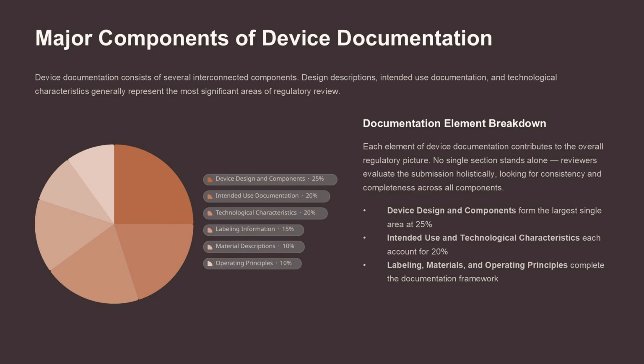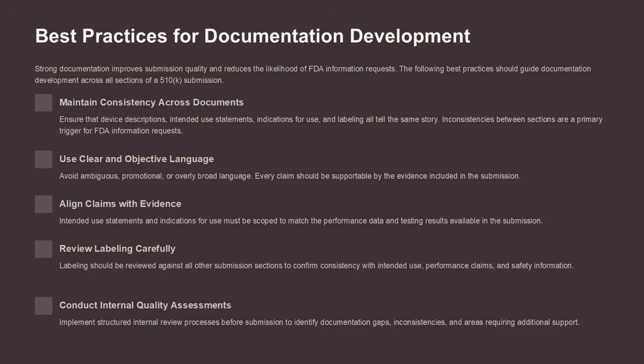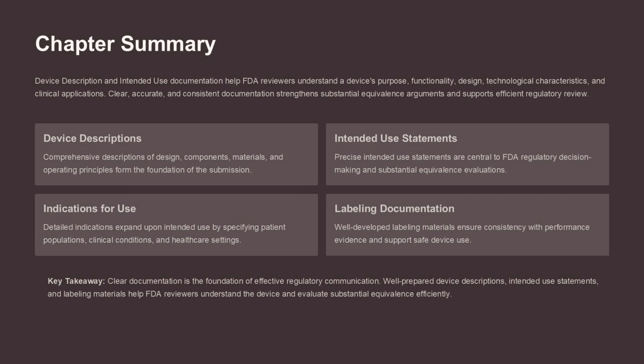Device documentation consists of several interconnected components, with design and intended use being the most significant for regulatory review. Common documentation deficiencies include unclear intended use statements and incomplete device descriptions, which can delay the review process. Best practices for documentation development include maintaining consistency, using clear language, aligning claims with evidence, and conducting internal quality assessments. Clear documentation is the foundation of effective regulatory communication, aiding FDA reviewers in understanding a device's purpose and functionality.